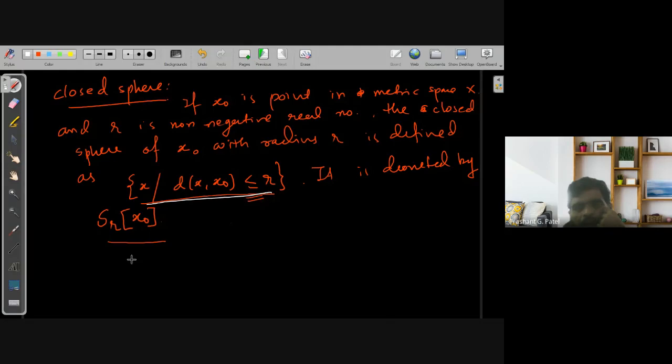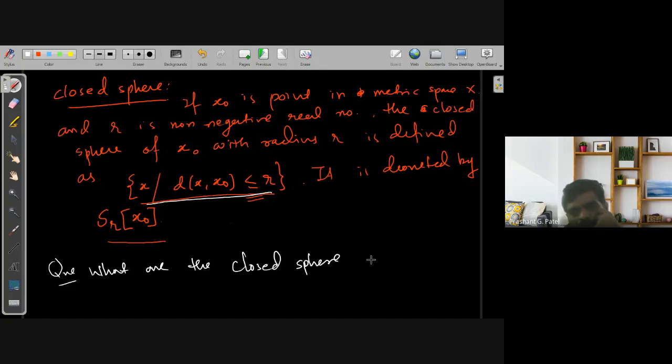And now my question is, what are the closed spheres in real life? What are the closed spheres in real life with the usual metric?